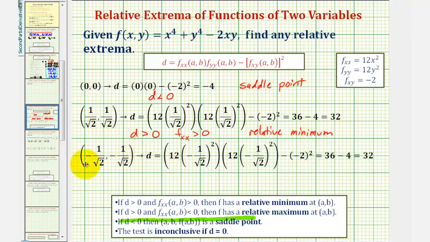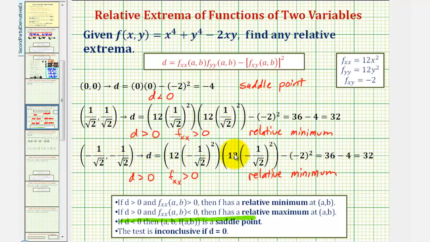And now for this last critical point, it'll almost look just like this, but now the coordinates are negative. But because we're squaring this, we still get 1/2. So this is 12 times 1/2, or 6. This is also 6. 6 times 6 is 36, minus 4 gives us 32. So the result is the same. D is greater than 0. The second partial with respect to x is also positive. So we have a relative minimum at this critical point as well.